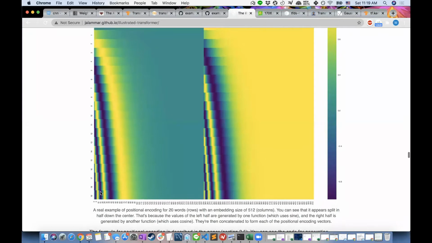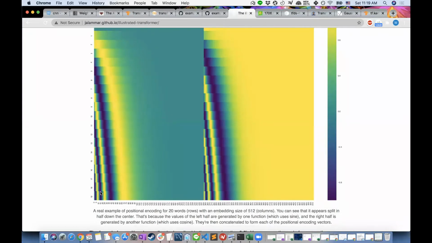And I think it's a good way to think about it as a timestamp. Yeah, you can see from this picture as well that it varies very slightly from one step to the next, and so it's easy for it to work out the relationship between each time period.